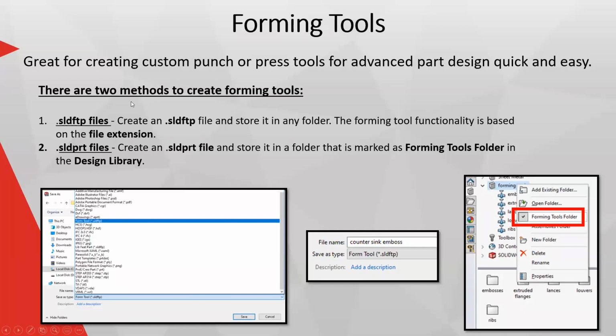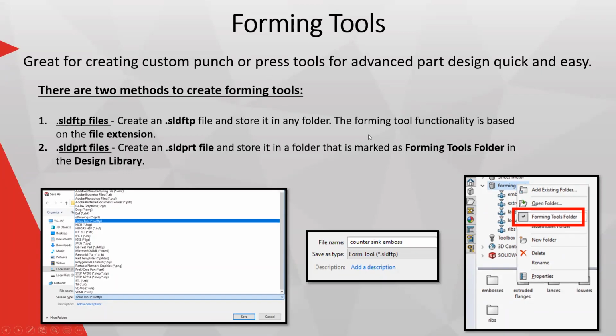So the first thing I'd like to start off with is stating that there are two methods for creating forming tools. You guys will notice we've got the default forming tool file type. So this is a very specific file type that you save your SolidWorks part in. And basically you save it in that file type and store it in absolutely any folder on your PC. This forming tool functionality is then based on the actual file extension. So good to know, just be aware of that.